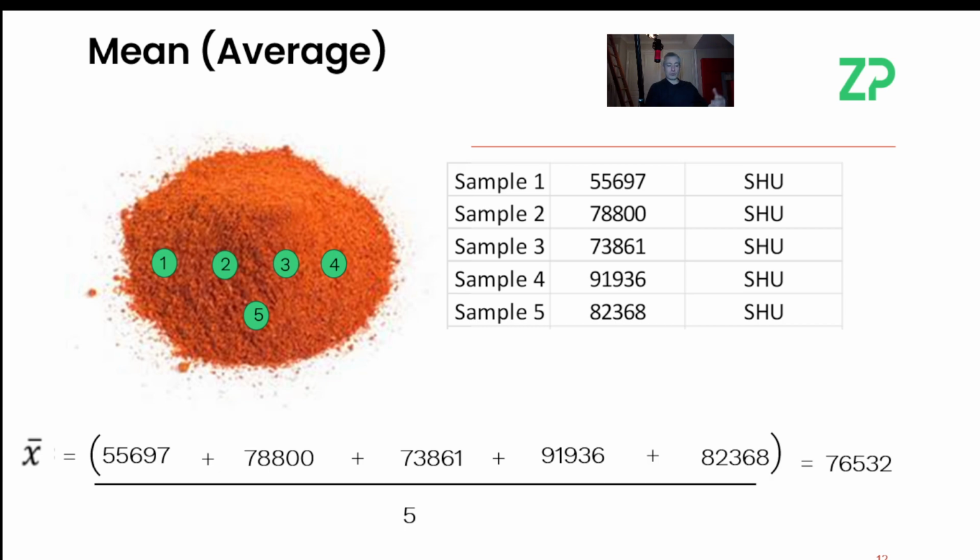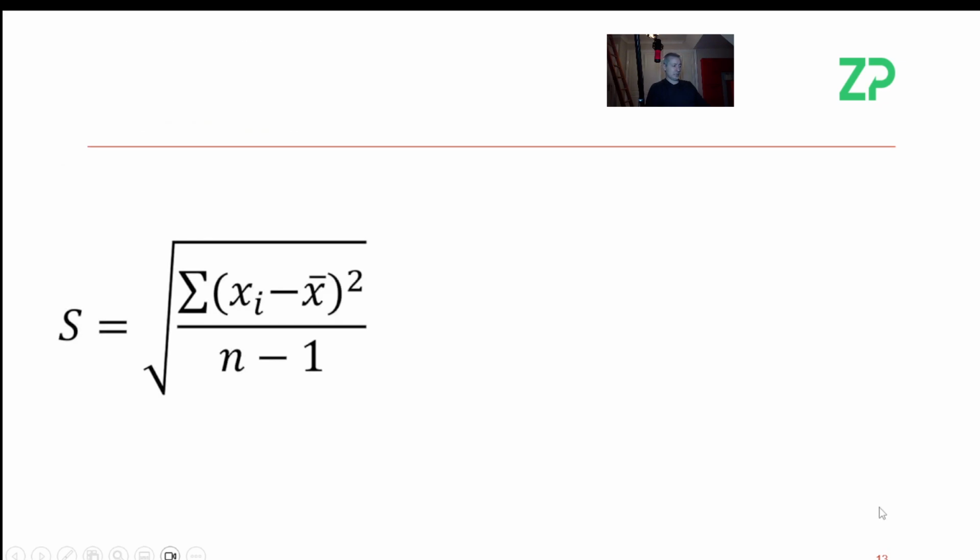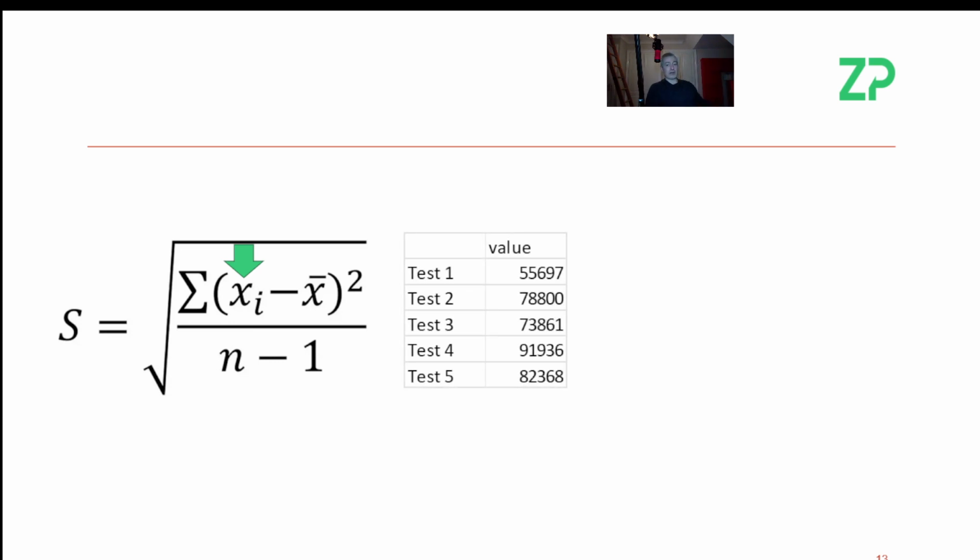But then you want to ask the question, well, how repeatable was that, or how consistent, depending on your language, the kind of terminology that you like to use. What kind of confidence can I have in this? So now we start to come to the standard deviation part. In standard deviation, the first thing is it asks what are the values that you're going to be using? And the values were those 5 tests: 55,000, 78, 73, 91, and 82,000 Scoville heat units.